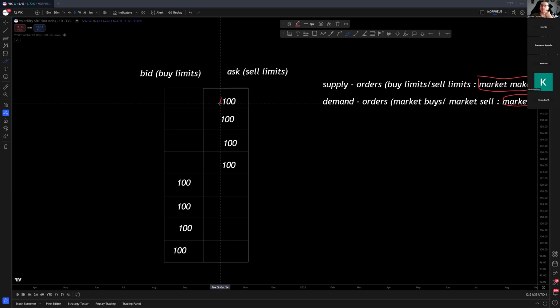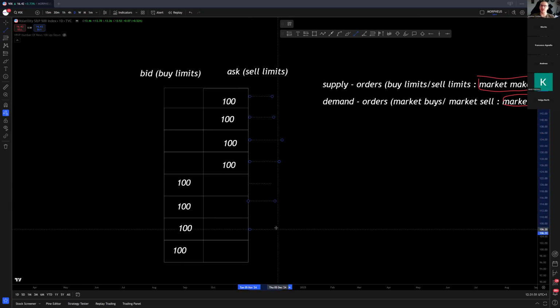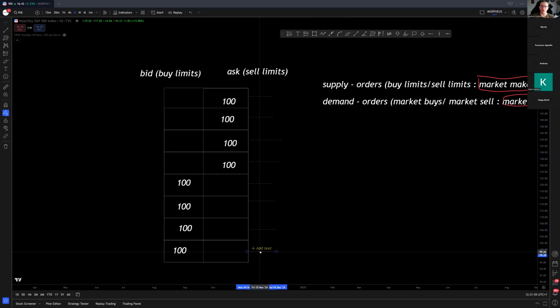So for example, there might be 100, 100, 100, 100. These are the contracts at each different price level. As you know, futures move in ticks. So each level of the price ladder, this staircase of price, is a tick. And for every tick, we have a certain amount of volume of buy limits and sell limits.